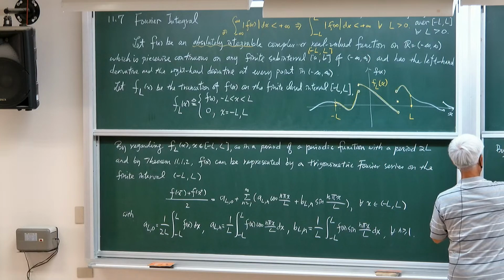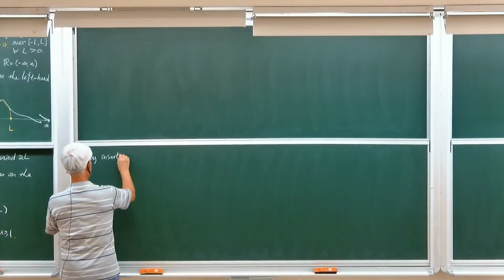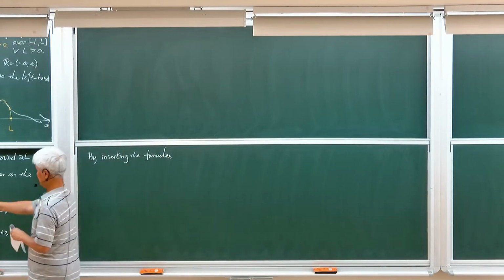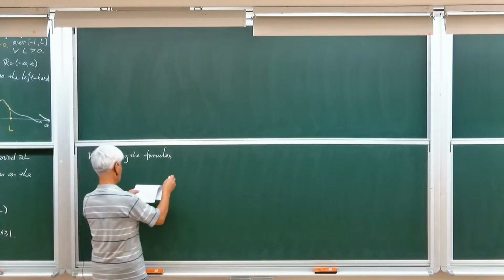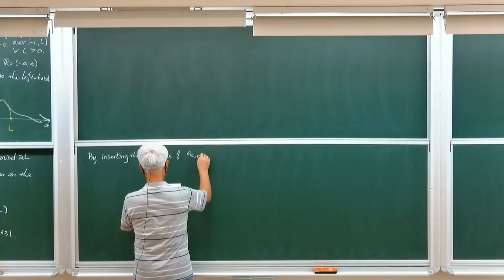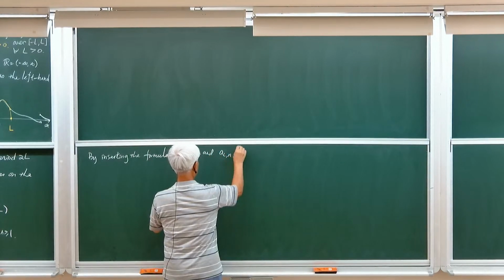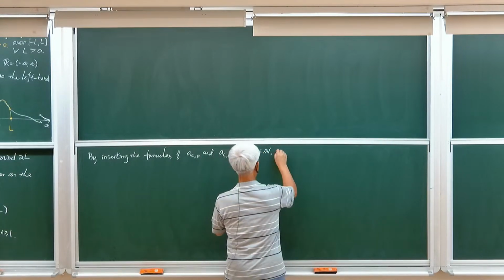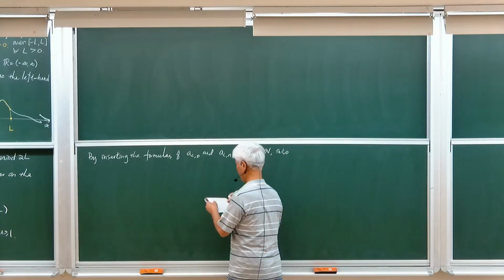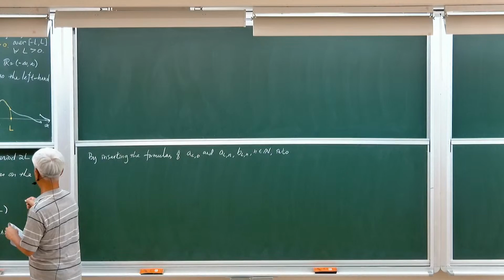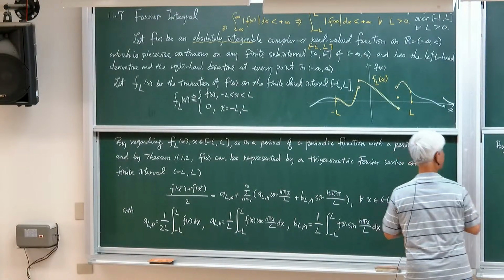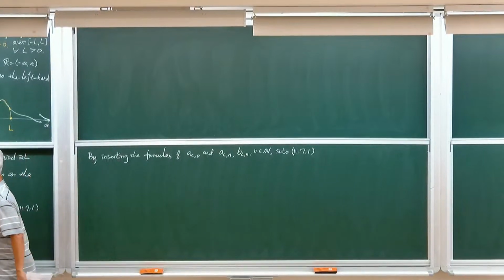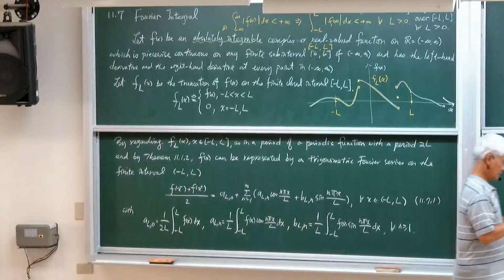Now by inserting the formulas of the coefficients A0, AL_n, BL_n into this equation, say 11.7.1, we insert this back into them.